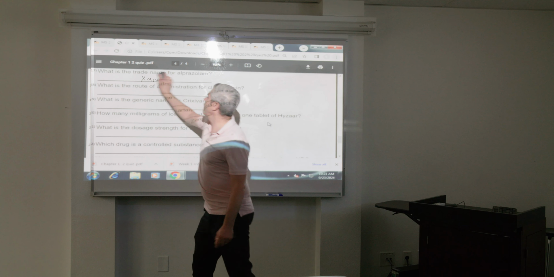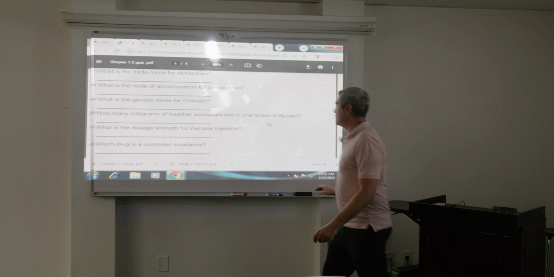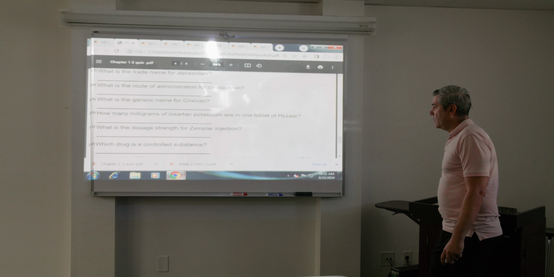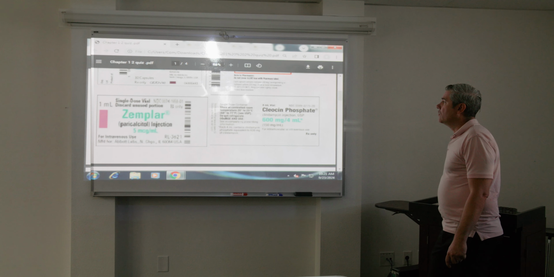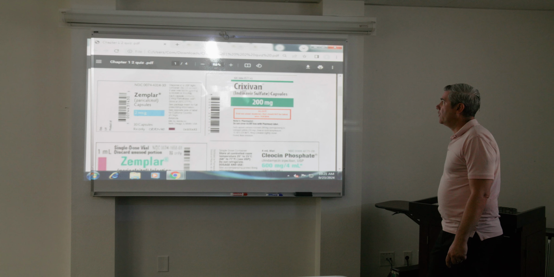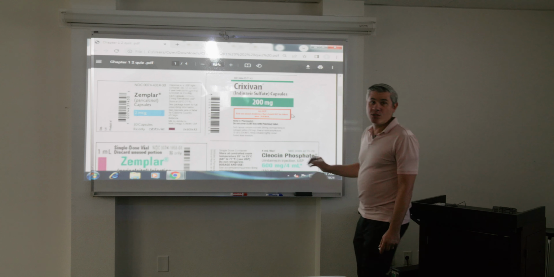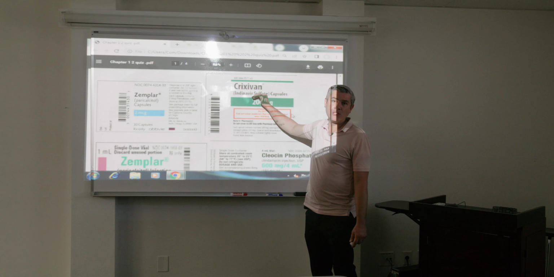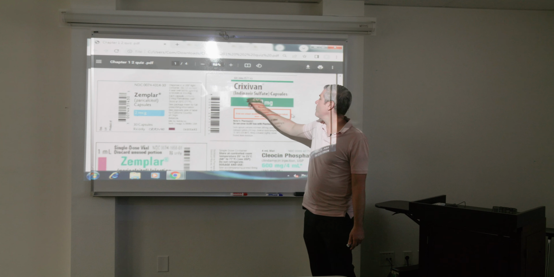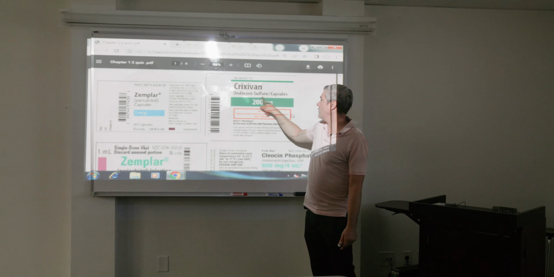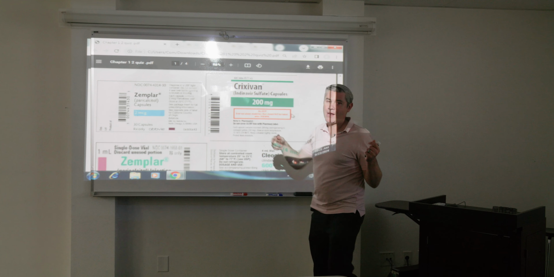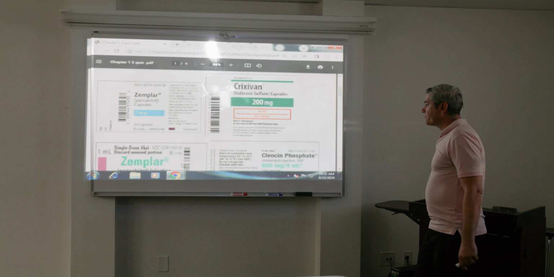So here we're trying to find the generic name for Crixivan. So let's go back to the page. Let's scroll. There is Crixivan. You find it. What's the generic name? It will always be shown below the trade name. Indinavir sulfate. As long as you write that, that would have been the right answer that I was looking for.